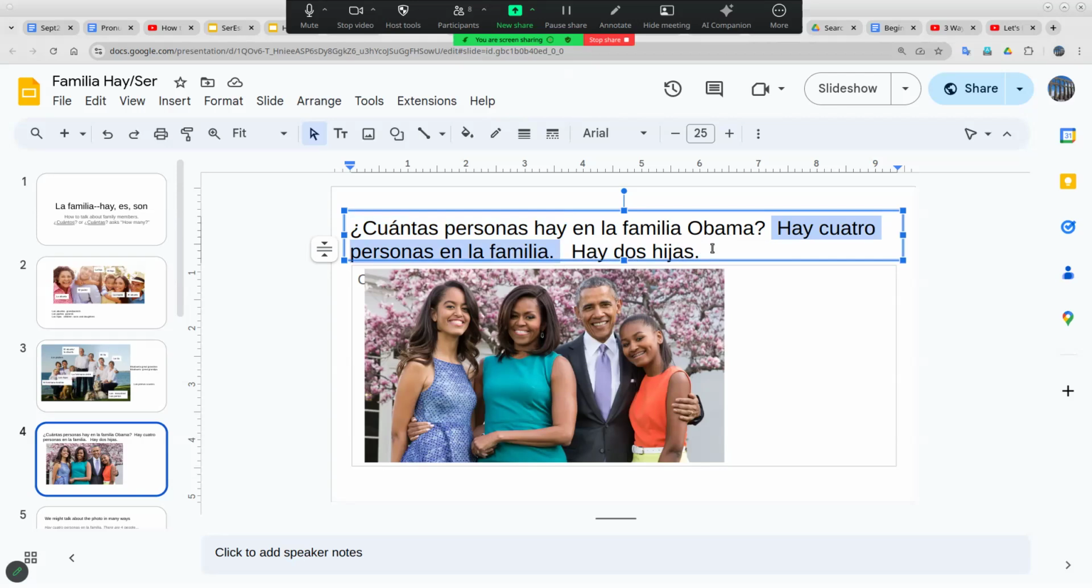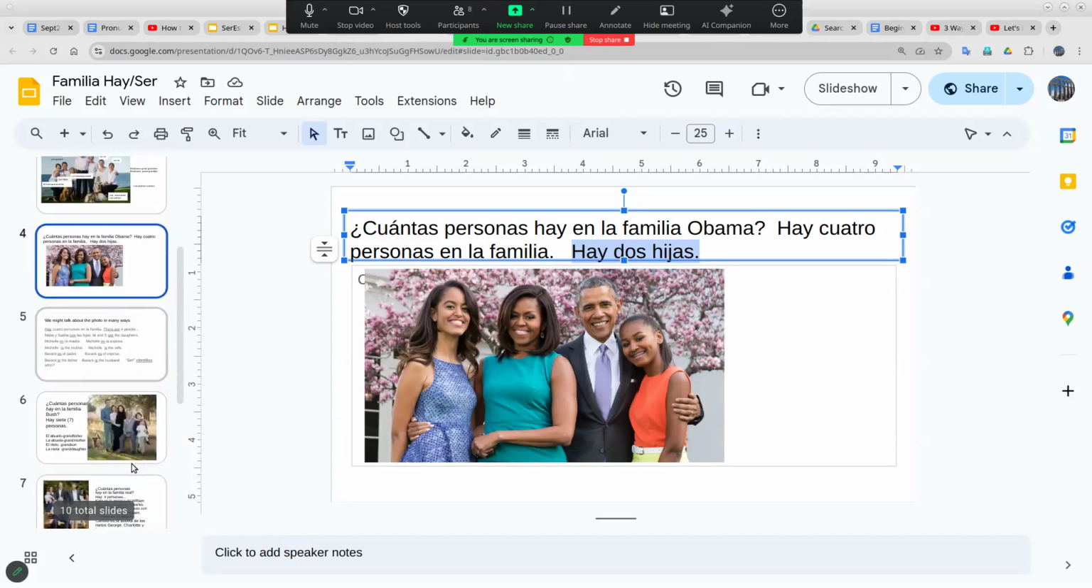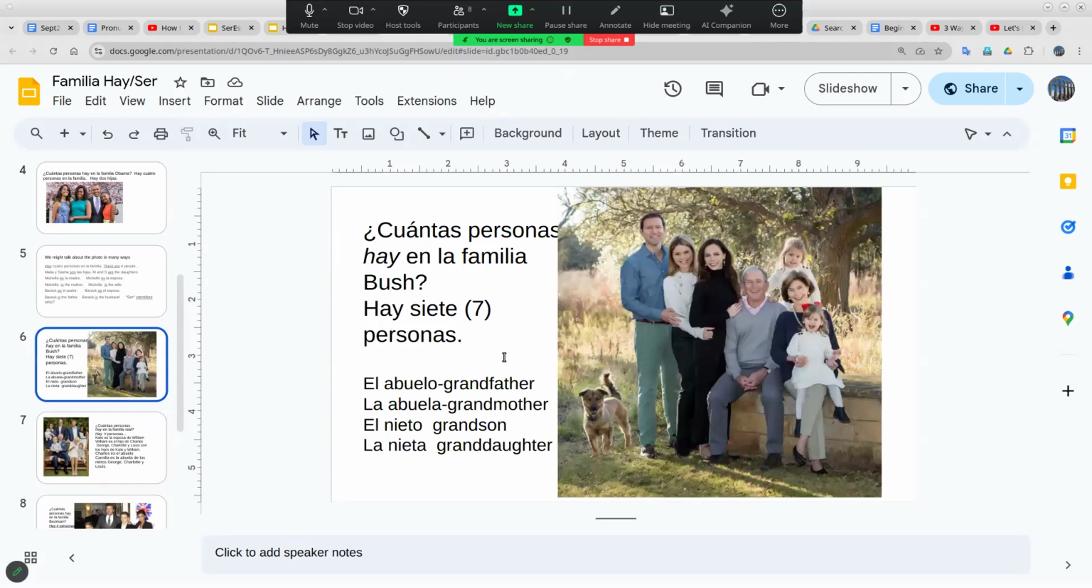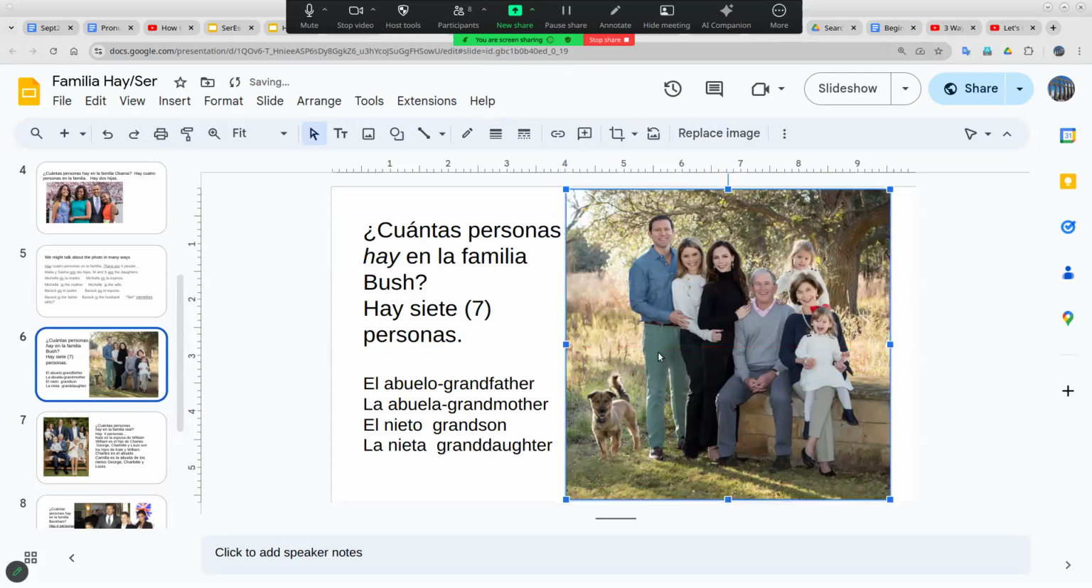I could also look at this picture and say, hay 2 hijas. There are 2 daughters in that family. Hay 2 hijas. Ay, Dios mío. There are 2 daughters. Okay. Let's look at a different family. ¿Cuántas personas hay en la familia Bush? How many people are in the Bush family? Uh-oh, we've got a grandkid thrown in.